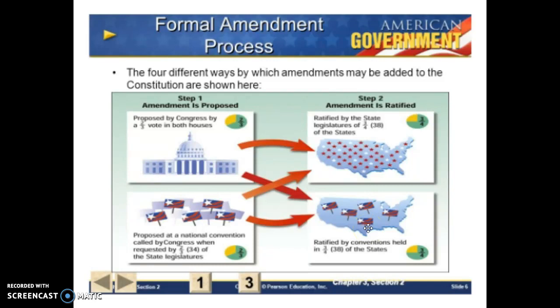Now, understand that this represents federalism because we have both the state and national government involved in the formal amendment process. At the proposal level, we have our national government, Congress, and then at the ratification level, we have our states. And so it shows that the national government and the state governments are sharing power, and they are both a part of the formal amendment process of the Constitution, which is such an important ability.